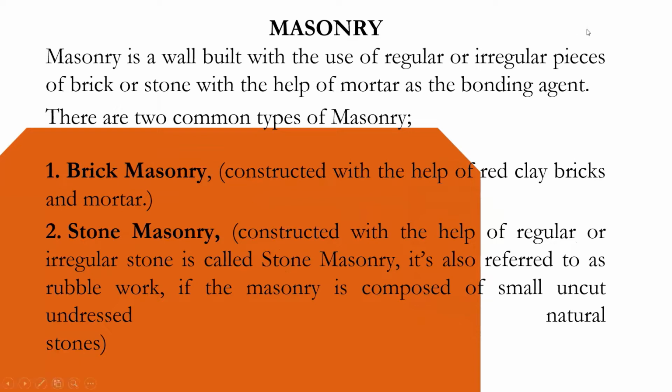And the second one is stone masonry. It is constructed with the help of regular or irregular stone and is called stone masonry. It's also referred to as rubble work if the masonry is composed of small uncut, undressed natural stones.